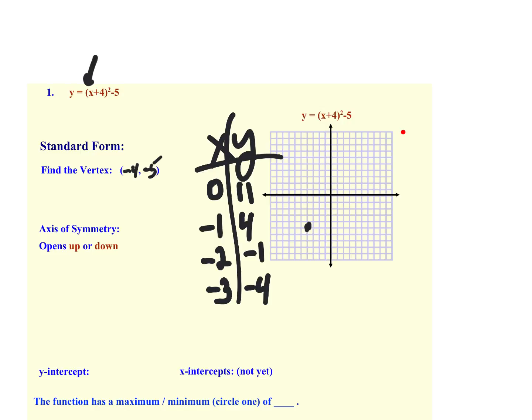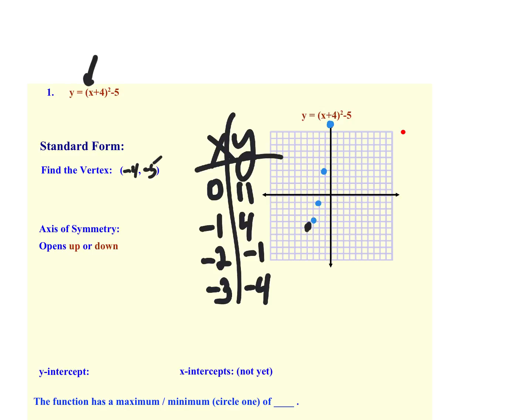Okay, so then I graph it. 0, comma 11 would be right up there. -1, comma 4, right there. -2, -1. Oh, I went up instead of down. There. Ooh, that's working out so nice. -3, -4. I already... No, I didn't have that one yet. -1, 2.